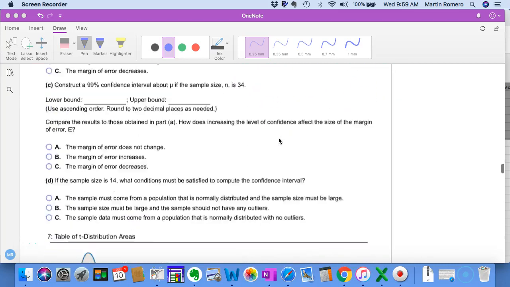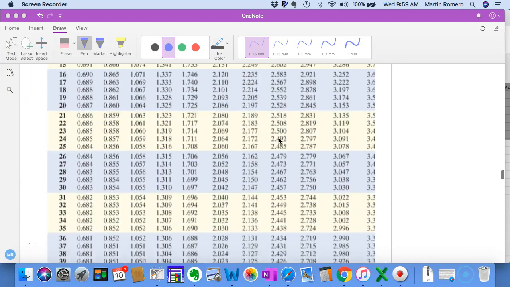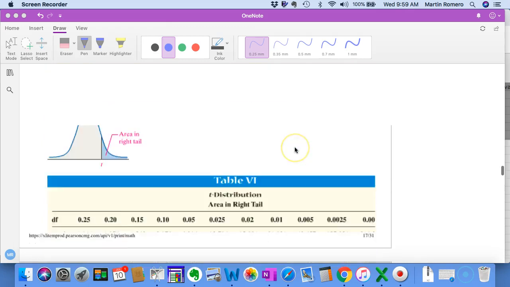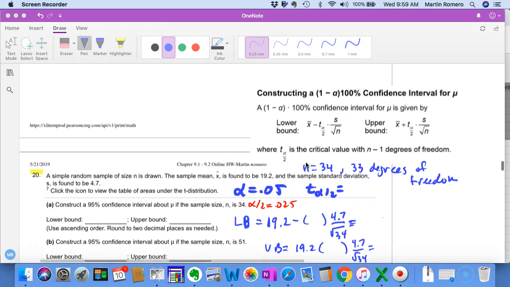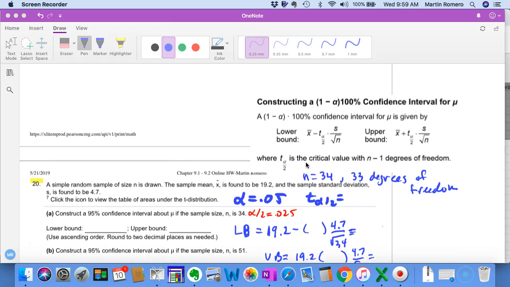Okay, let's go ahead and take a look at problem 9.2.19. In order to construct a confidence interval in any of these situations for means, we need to remind ourselves of the formulas here. A confidence interval is just a lower bound and an upper bound. We need to calculate those two numbers. In order to do that, we need these values.